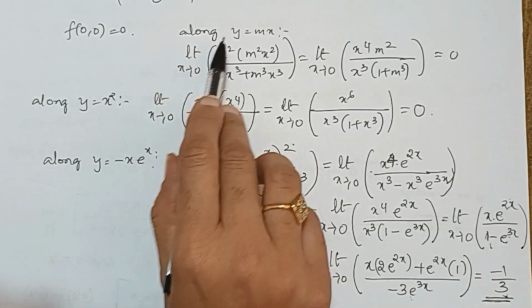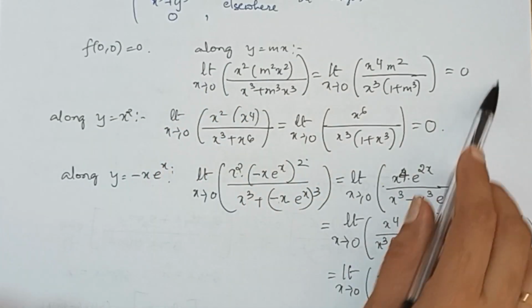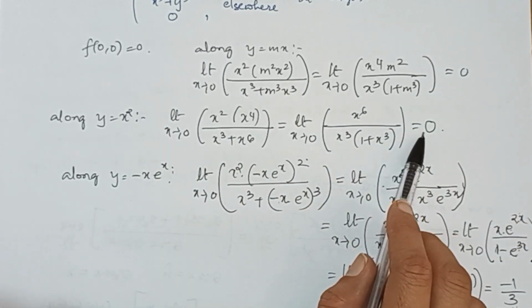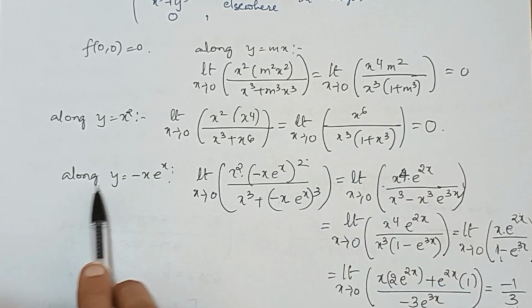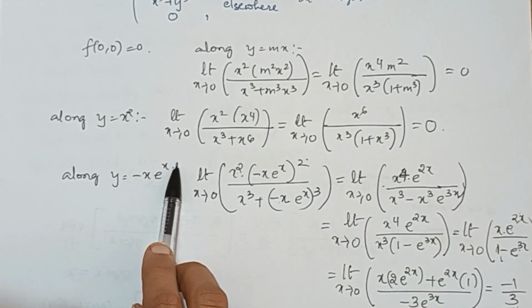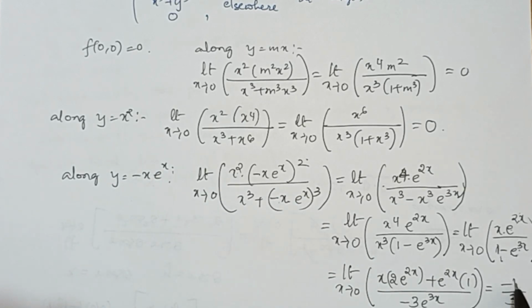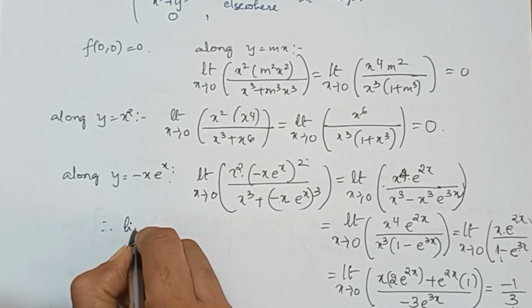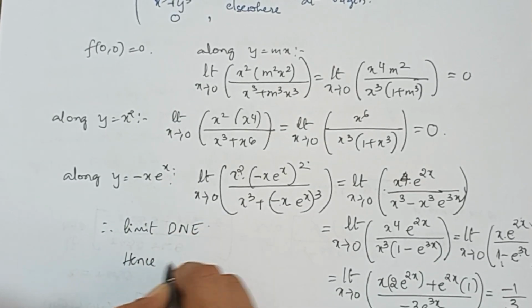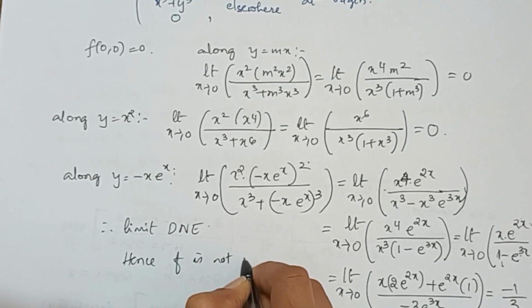Whereas along y equal to mx, we got the value of the limit as 0. Along the curve y equal to x square also, we got the value of the limit equal to 0. Now I have chosen a different path, y equal to minus x e to the power x. We got the value of the limit as minus 1 by 3. That is not unique. Therefore, limit does not exist. Hence, the function is not continuous at origin.